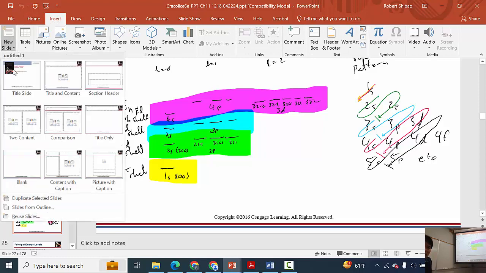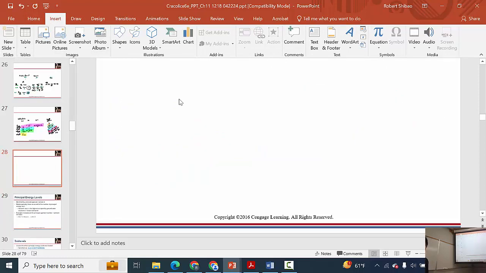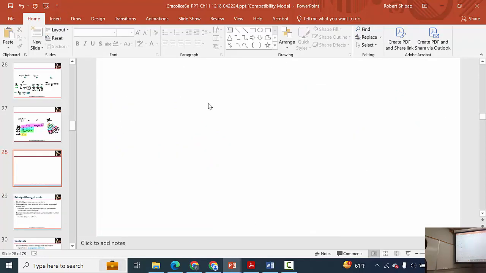So this is what we'll do. We'll just go ahead and draw the energy level diagram for krypton, and then we'll just figure it out. This is kind of the manual method. So can you draw the energy level diagram for krypton? Try that.